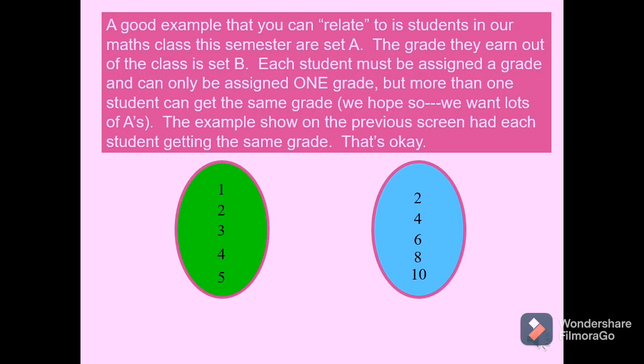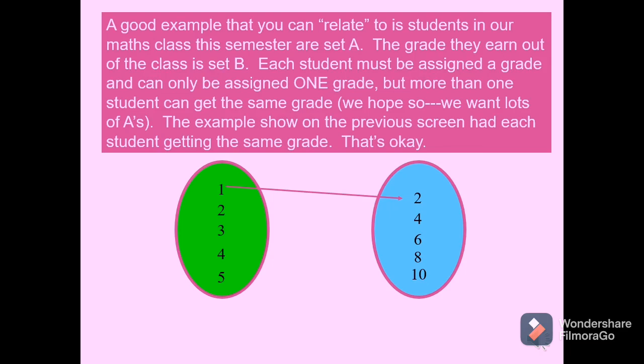A good example that you can relate to is the students in our math class this semester, our set A. So the green one is our domain, or our set A. These are the students. The grade they earn in the class is set B. In this given, set B is our grade and that is our range. Each student must be assigned a grade and can only be assigned one grade, but more than one student can get the same grade. We hope so. We want lots of A's.